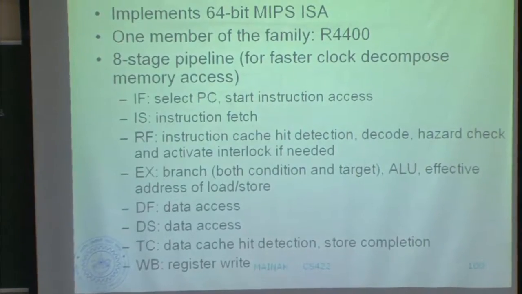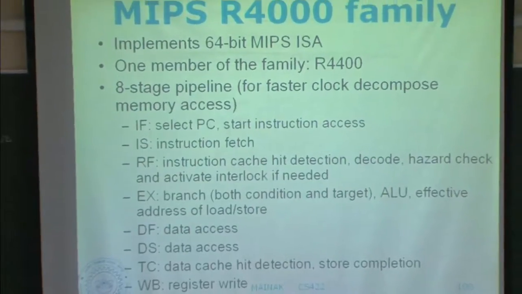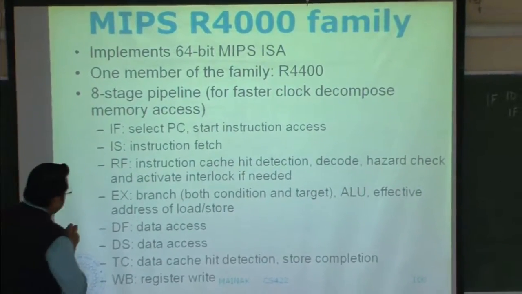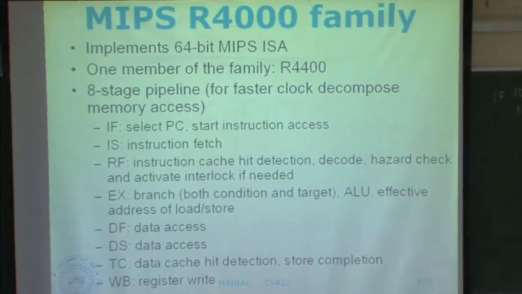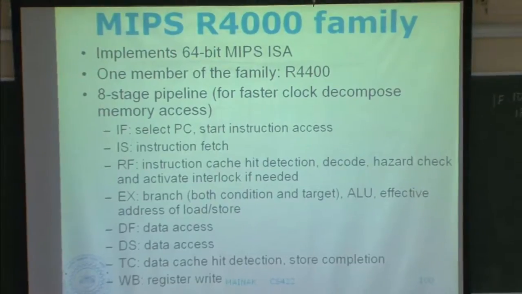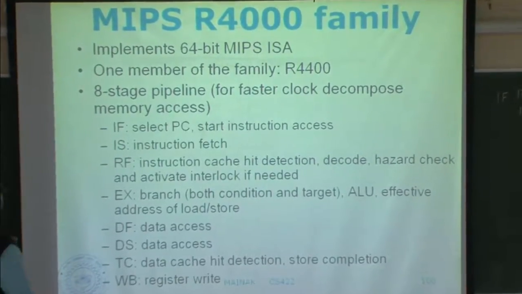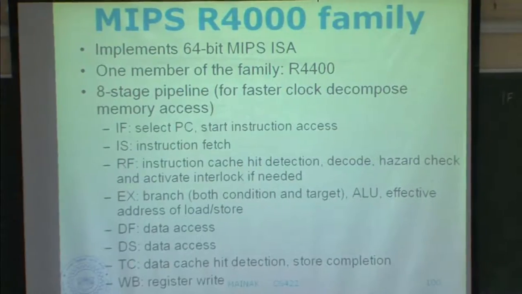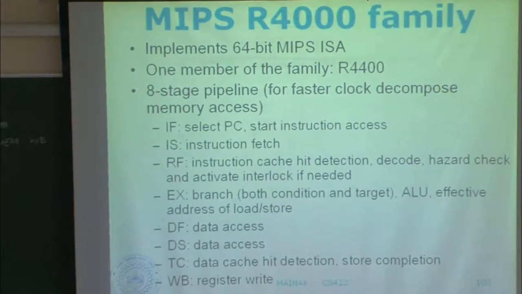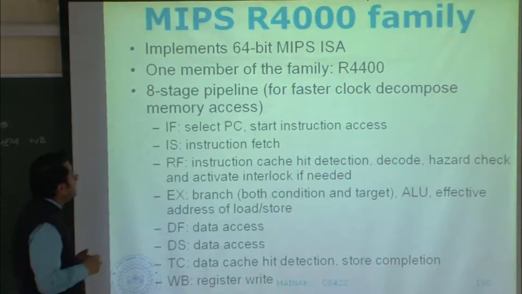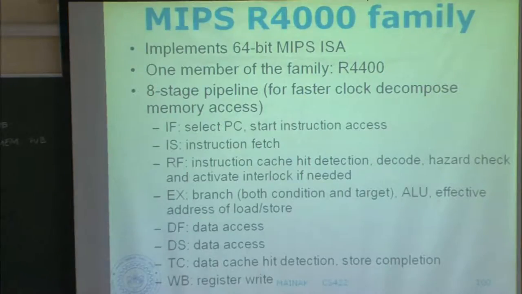Okay, so I'll quickly go over this particular processor. It just shows the pipeline bypass and all these things from a slightly different perspective compared to a five-stage pipe. This processor implements a 64-bit MIPS ISA, unlike your MIPS R3000, which is a 32-bit MIPS processor. R4K is a family, and R4400 is a member of that family. It has an 8-stage pipeline. Essentially what they have done is they have taken this 5-stage pipe and decomposed it further to gain in terms of frequency.